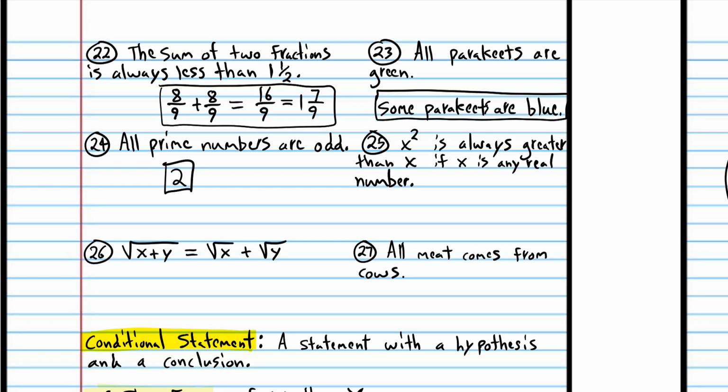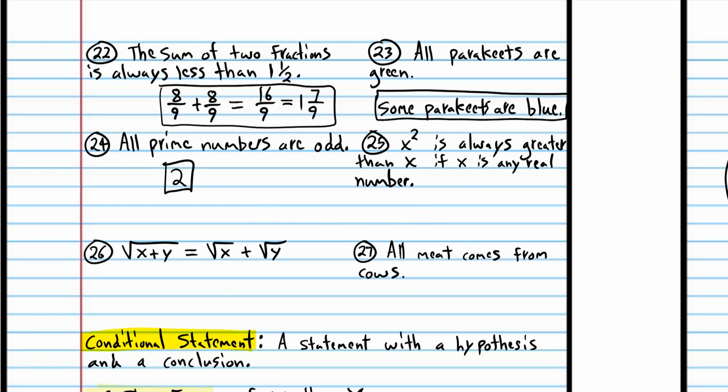So x squared is always greater than x if x is any real number. Let's say that x is equal to 3. If x is equal to 3, then obviously 3 squared is greater than 3. Remember these inequality symbols. X squared is greater than x. Remember, Pac-Man wants to eat the bigger one. So that's all that means. In this case, if x is 3, you can see that that's true because 3 squared is 9. 9 is bigger than 3.